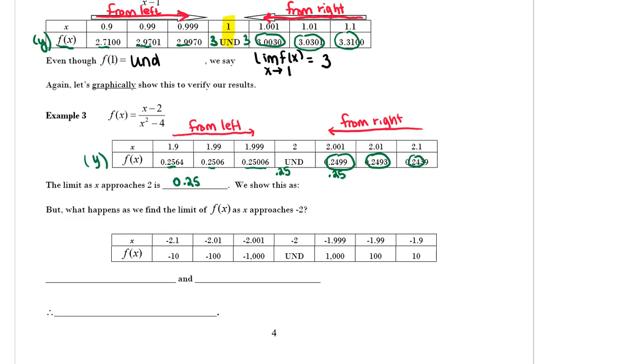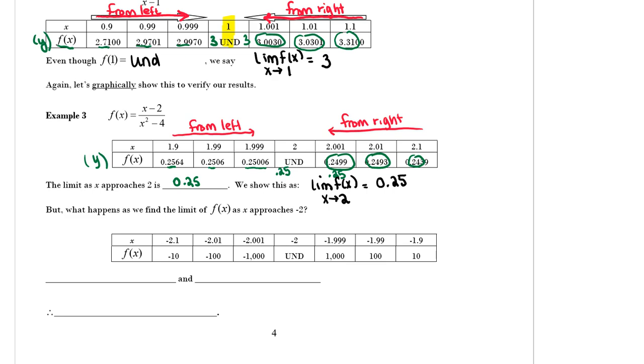The way we write this using limit notation is to say that the limit of our function f of x as the x values approach 2 is equal to 0.25. And again, I'm thinking about as the x values zero in on 2, the y values are zeroing in on 0.25.